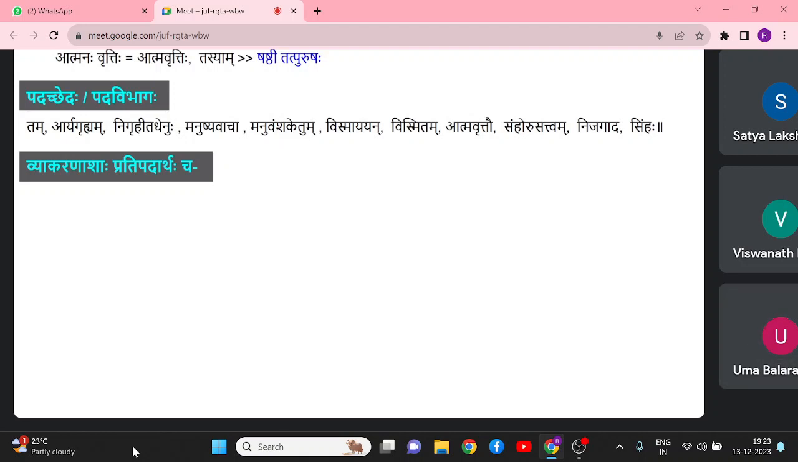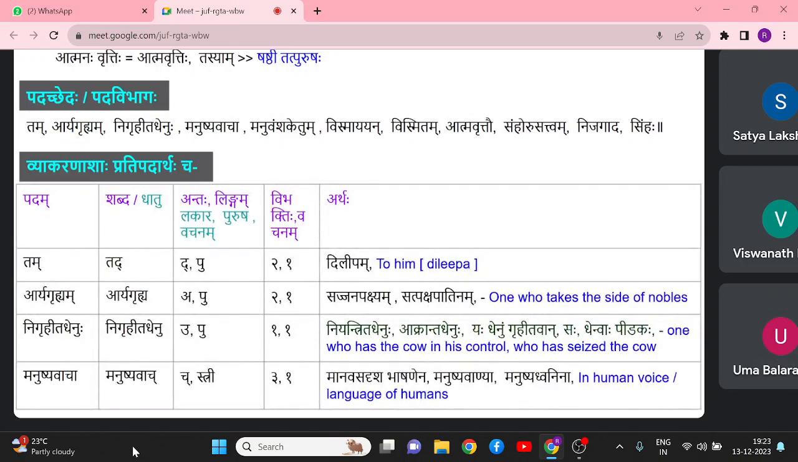Uttama. Dhanyavada. So Tam, we know, is telling about Dilipam, to Dilipa. Arya Grihyam, Sajjana Paksham, Satya Pakshapatinam. That means one who takes the sides of the nobles. Nigrahita Dhenuhu. One who has a cow in his control, one who has attacked the cow, seized the cow, captured the cow. Niyantrita Dhenuhu, Akranta Dhenuhu. Yah Dhenuhu Grihitavan Saha.